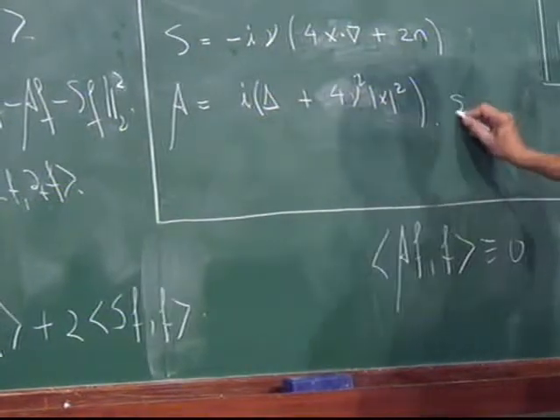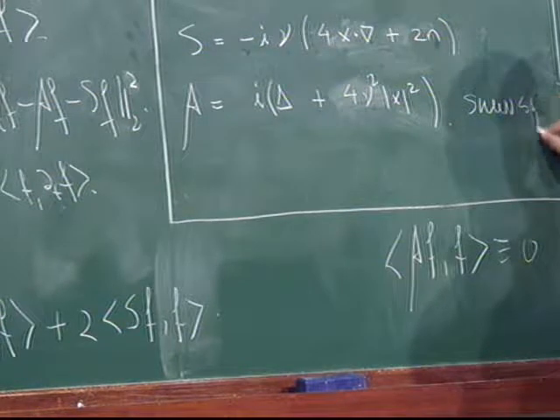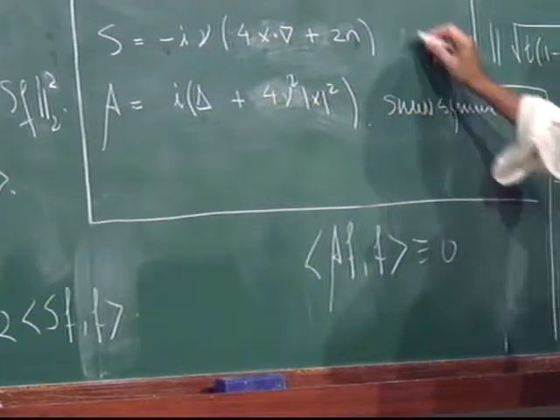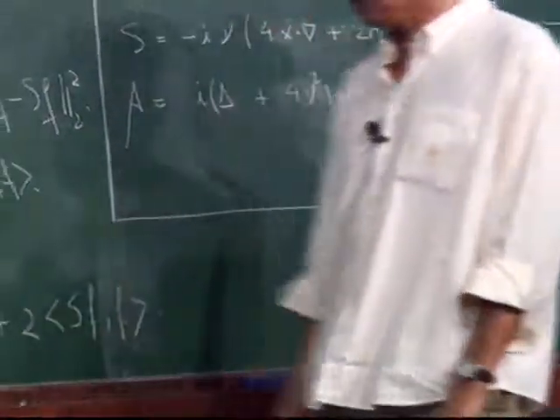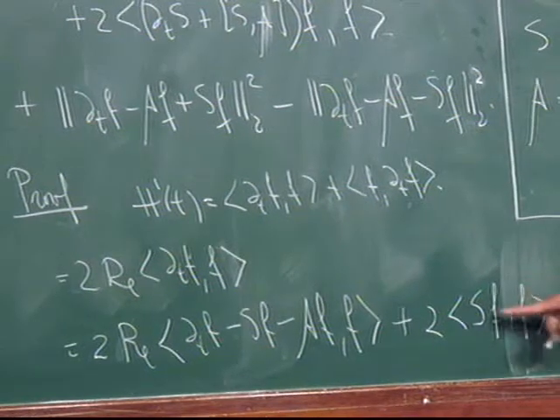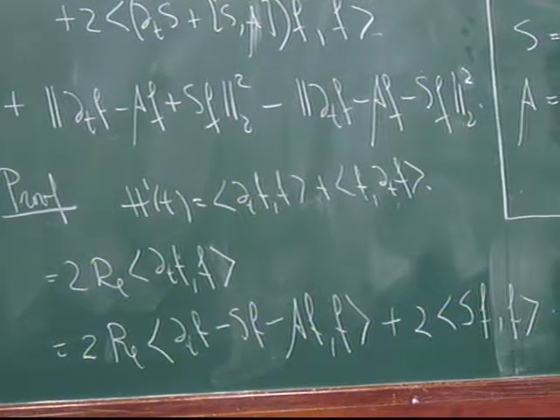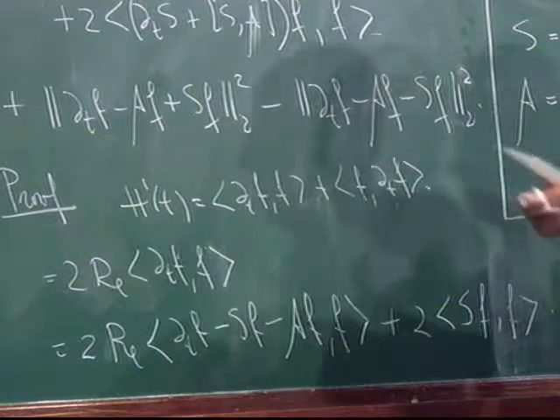This A is skew symmetric, and this is symmetric. Therefore, this part that you are adding here is 0. This is a negative 1, you put that. This number is symmetric, so you don't have to put the real part. Is this correct? Okay, this is the derivative of H.